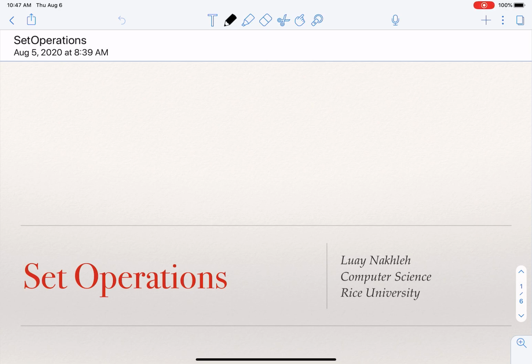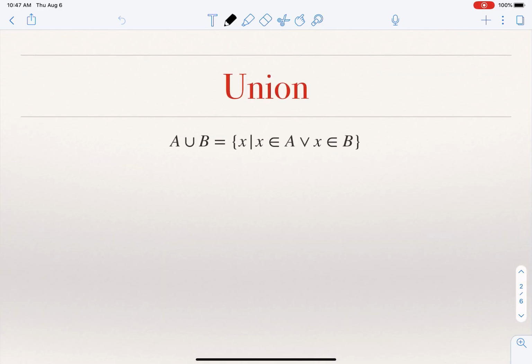If we are given sets, we can form new sets from them by applying operations to these sets. So if you give me two sets, I can form a new set from them by applying some operations to them. Some of the most commonly used operations are what we are going to show in the next few slides here. So one of them is the union.